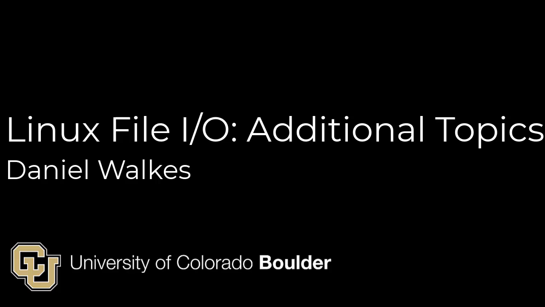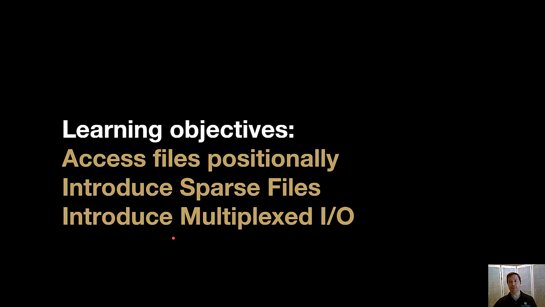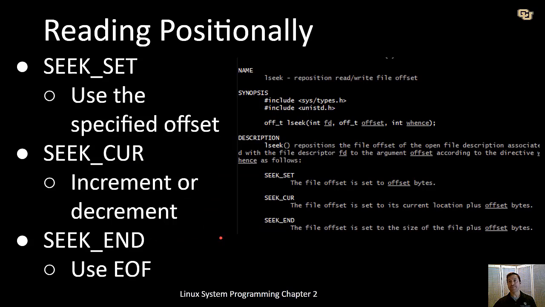In this video, we're going to continue our discussion of Linux File I/O and cover the remaining portions that we haven't covered in Linux System Programming Chapter 2. So some of the learning objectives: we're going to talk about how to access files positionally. We're going to introduce the idea and concept of sparse files, which we've actually mentioned briefly in previous weeks. And then we're going to introduce the idea of multiplexed I/O.